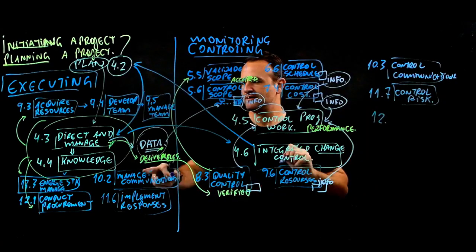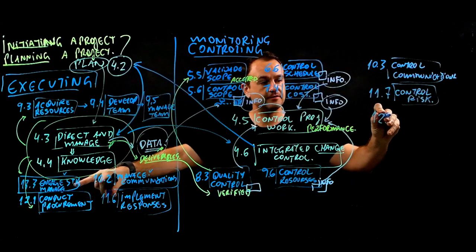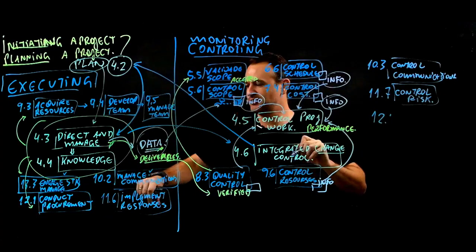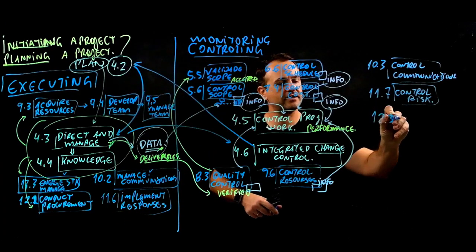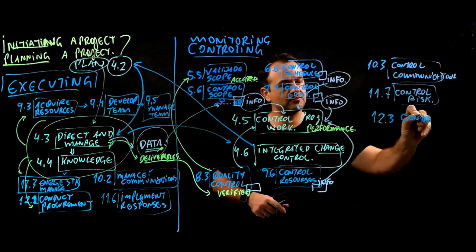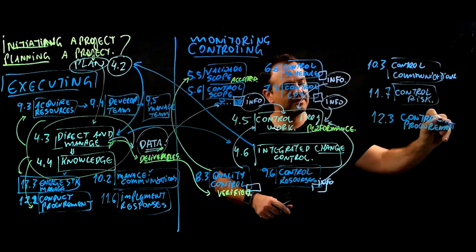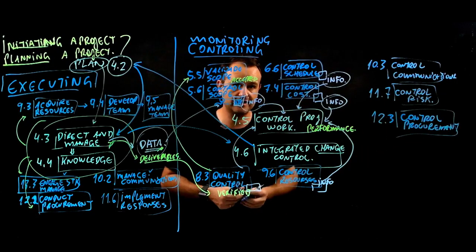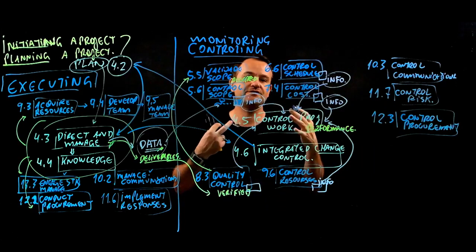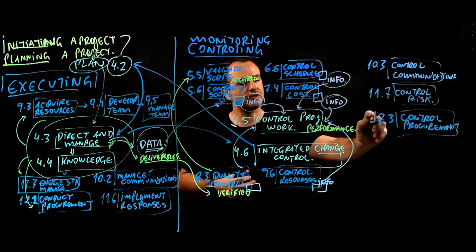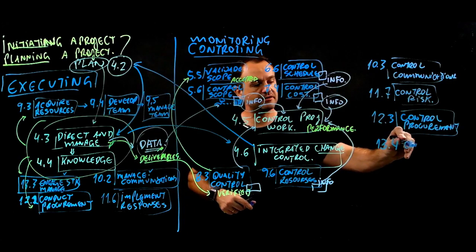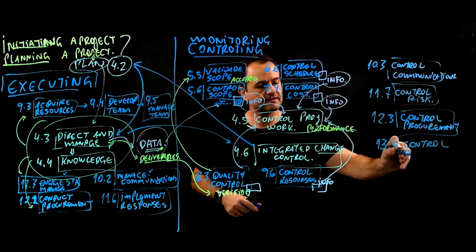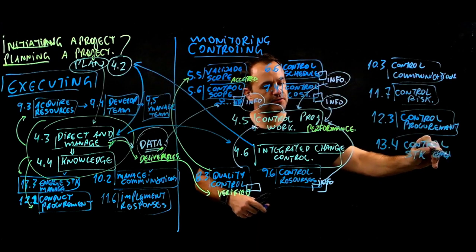We have 12, we have the stakeholder engagement, 12 point, no, that's related to conduct procurement. So we have 12.2 here, conduct procurement, 12.3 here, control procurement. What is control procurement? Control procurement is related to contract management. So if the vendors are delivering what they promised, if you're paying the vendors, if everything is going fine, so control procurement here. And finally, we have the control stakeholder engagement, monitor stakeholder engagement, control stakeholder engagement.